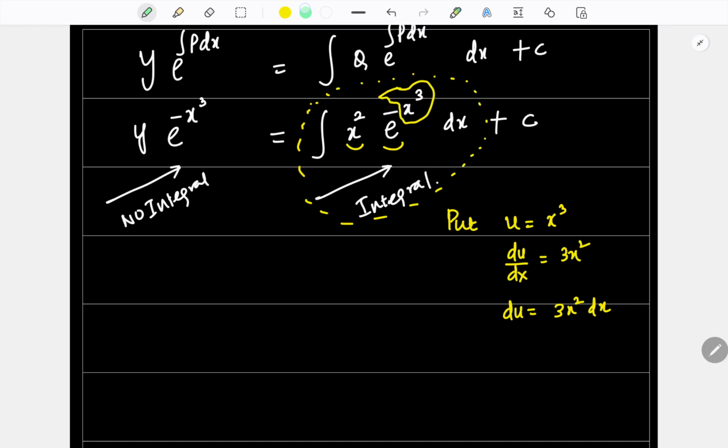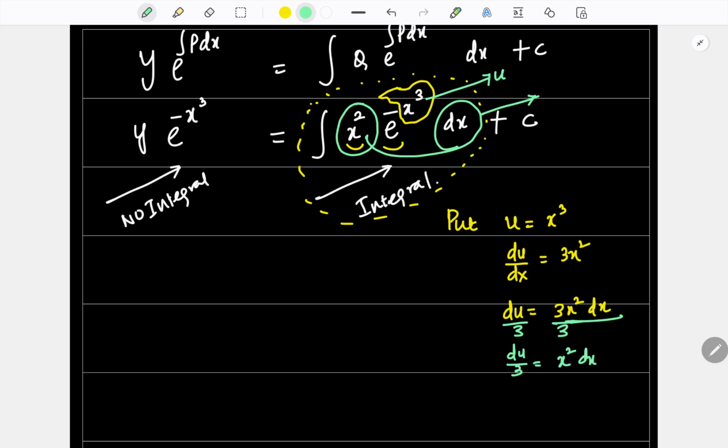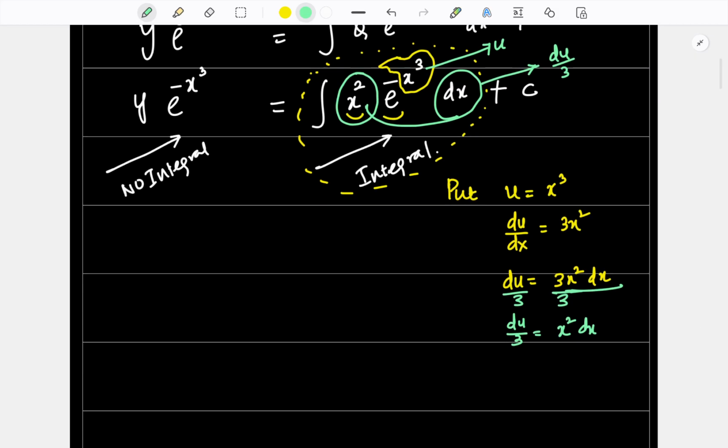So this x cube I'm going to call u, right? And look at here, x square dx. I have to write x square dx in terms of u. I divide by 3 on both sides, so du divided by 3 is equal to x square dx. So this will be du divided by 3. Be careful, finally you have to change this variable back from u. So what happens now?